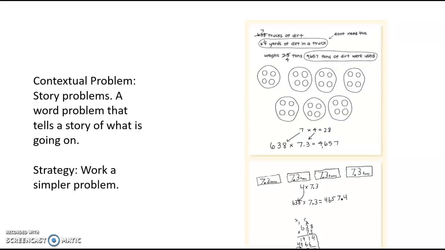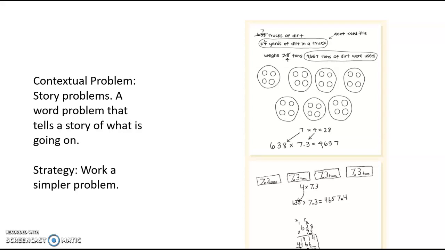For question number 2, a contextual problem is a story problem. So a problem that tells a story of what is going on. And the strategy that I decided to go with was work a simpler problem. As you can see in these two examples that the book used, these two students simplified the question in their own way. So whatever works for each student.